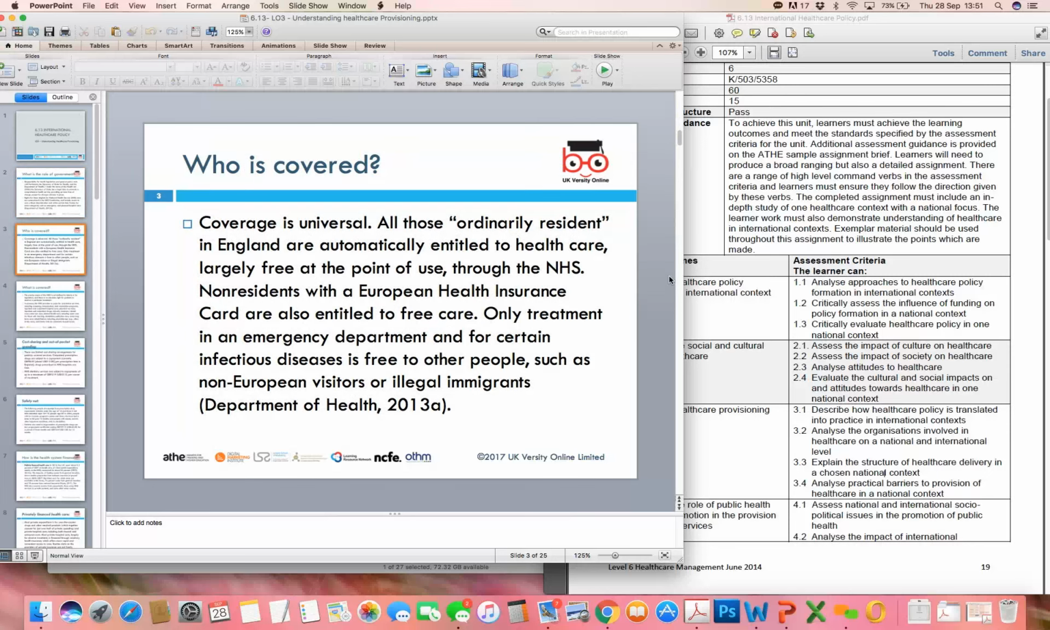Now, who is covered? In the NHS, everybody is covered as long as they have a legal right to remain in the UK. They are citizens of the UK. They are born, and obviously bred here.